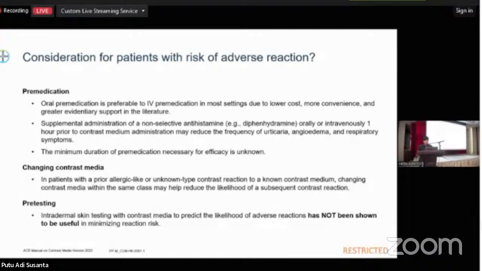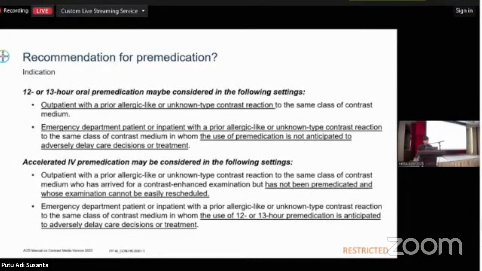And next, let's delve into the more specific recommendations from the guideline regarding the premedications. First of all are the indications. For the indications of 12 to 13 hours oral premedication, it is indicated in patients with a history of allergic-like or unknown type of contrast reaction. And for inpatients, it should be noted that the use of oral premedication should not delay the patient's diagnosis and also the patient's treatment.